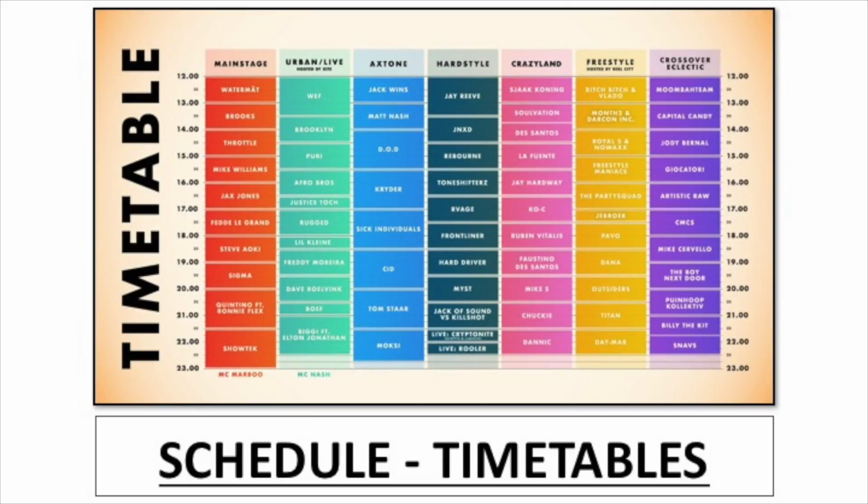And then here we have the different places where they will be playing. So for example, if you wanted to go and see Sigma, you would have to be at the main stage at 7 o'clock. And this is what we mean by timetable. It tells us where we need to be if we want to do certain activities.